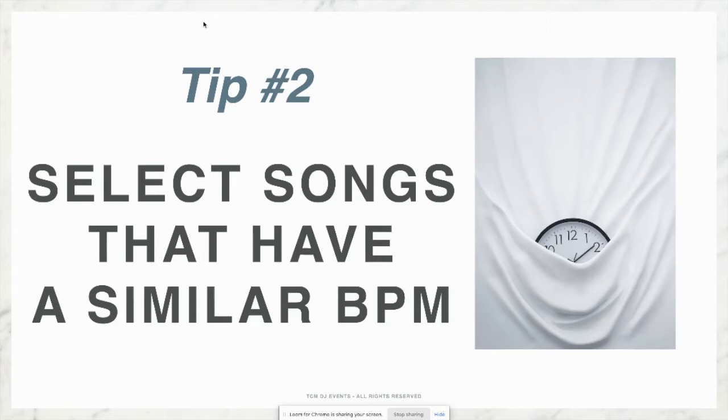And when you're trying to beat match and blend records, that's just too wide of a range for your BPMs to work, especially when you're just starting out. So that's the second tip I have for you. Make sure that your tracks are either the same or very similar. I wouldn't stray more than 5 BPMs.